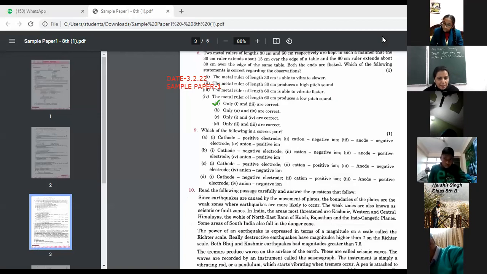So children, in answer number 9, we need to have some clues. Anode is positive electrode and cations are positive ions. Positive ions means which carry positive charge. Like I'm talking about copper. Copper has 2 positive charge. Sodium, the metals which can lose electrons, they acquire positive charge. In the beginning of chapter number 4, you have read metals always lose electrons, and when they lose electrons, they acquire positive charge. So that are known as cations. Okay, so option D is right.